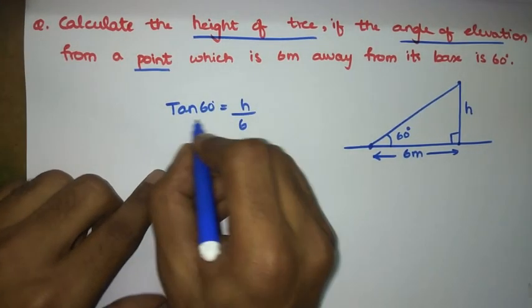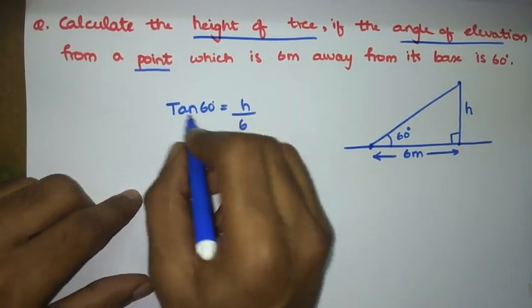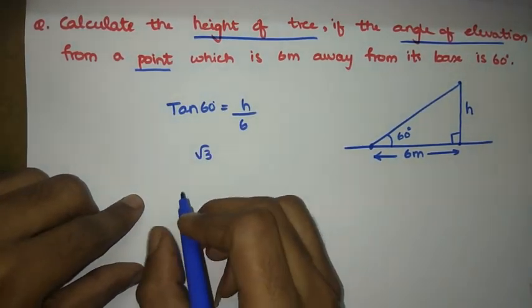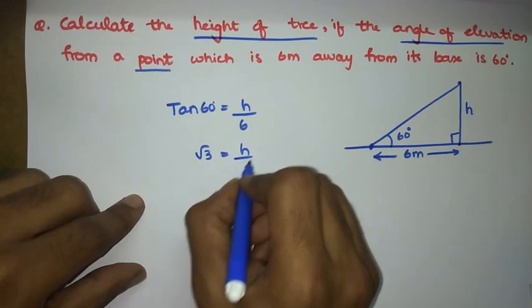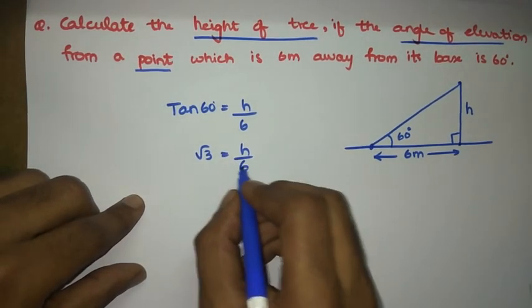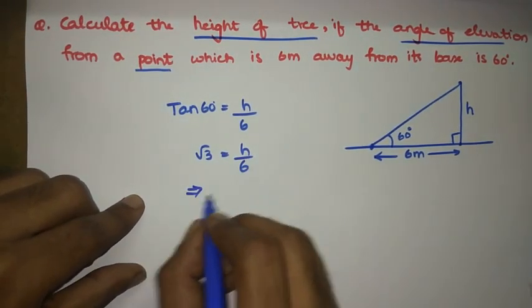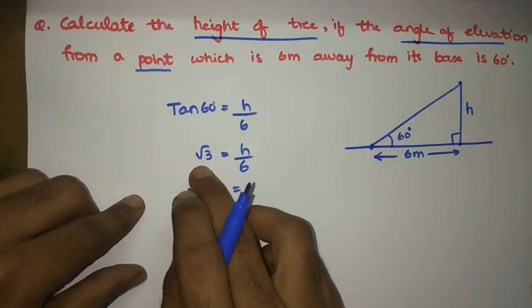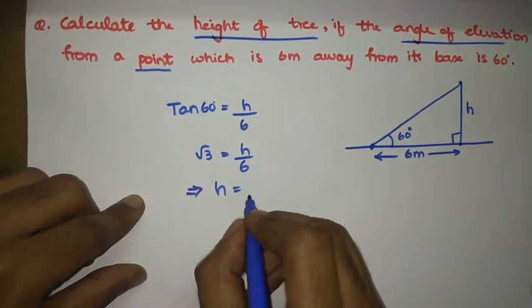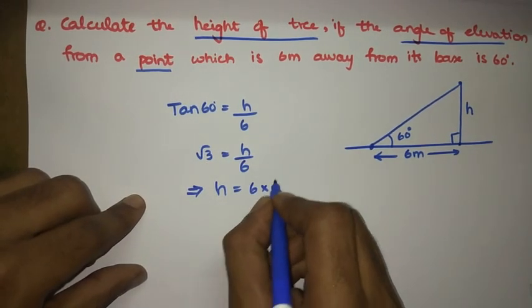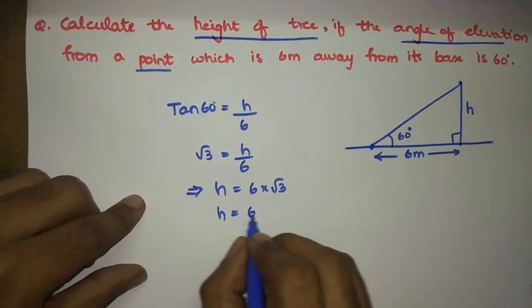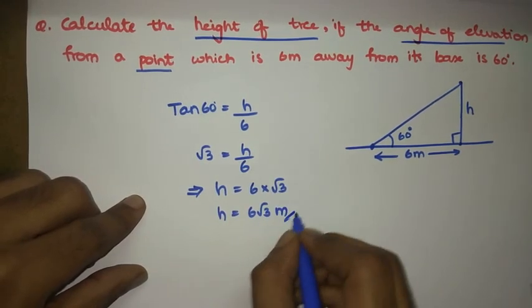We know the tan 60 value. Tan 60 degrees is nothing but root 3. So root 3 equals h by 6. From this we need h. So if this by 6 goes to the left hand side, it will get multiplied with root 3. That means h will be 6 into root 3. So the height of the tree is 6 root 3 meters.